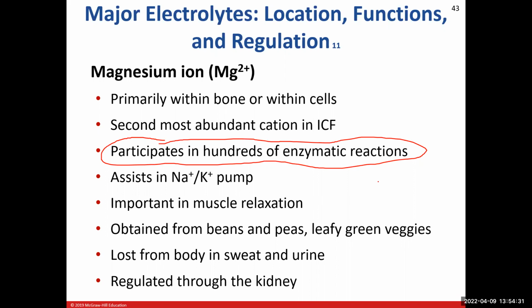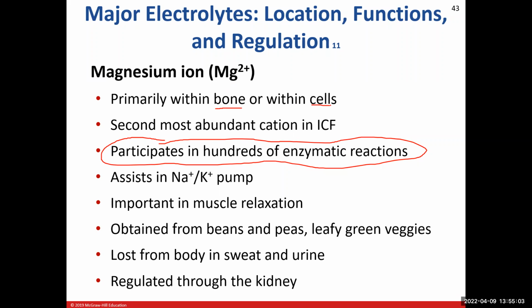But it's also important in the production of ATP. So when we're making ATP, magnesium is involved with that. So where do we find magnesium? Again, primarily in the bones or in our cells. It is the second most abundant cation inside of our ICF. It does help with the proper functioning of the sodium-potassium ion pump. We do need it for muscle relaxation. Like I said, we also need it for that ATP production.